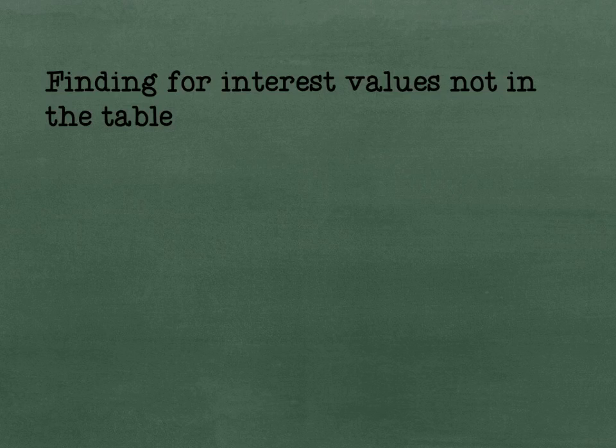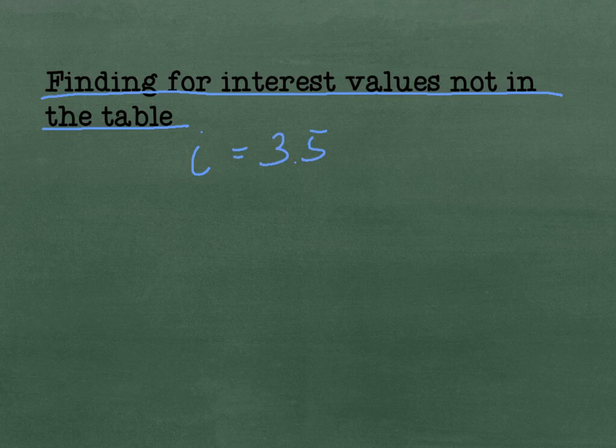The lesson for today is finding interest values not in the table. So if you had an interest, let's say, for example, 3.5%, that was not in the table, how do you look for the table factor? The solution is actually very simple.